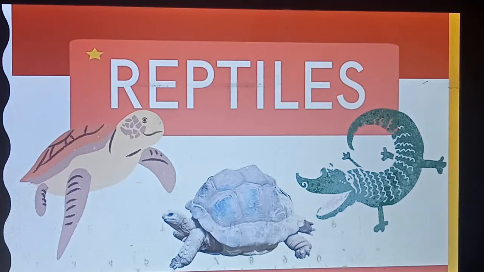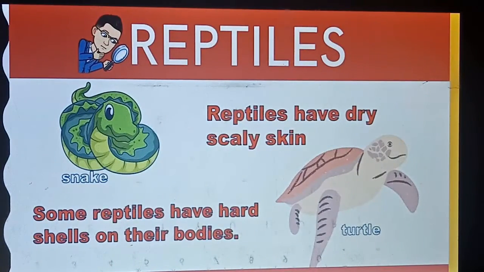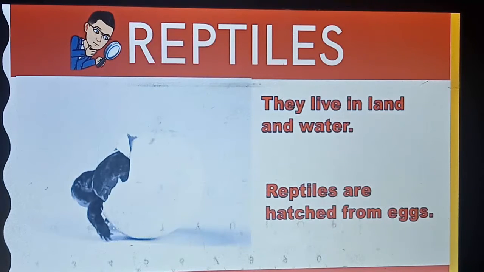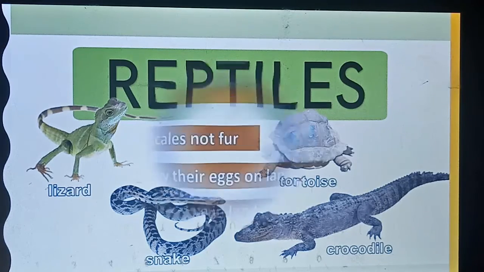Actually, the lizard, snake and crocodiles all belong to the group of vertebrates called reptiles. If we discuss their characteristics, the reptiles have dry scaly skin, and some reptiles have hard shells on their bodies. If we discuss their habitat, the reptiles live on land and in water, and the reptiles are hatched from eggs. These are examples of reptiles: lizards, tortoise, snake and crocodiles. All these are reptiles.